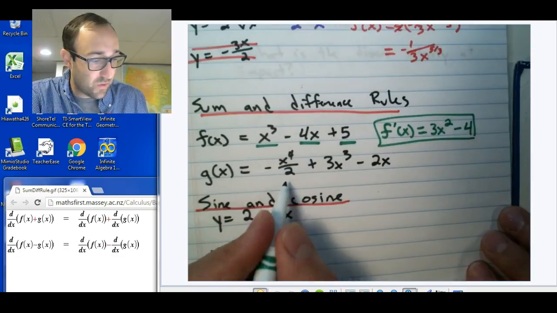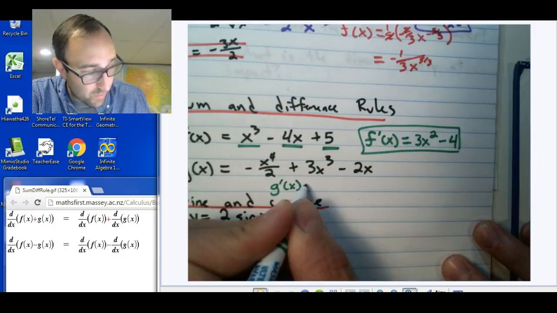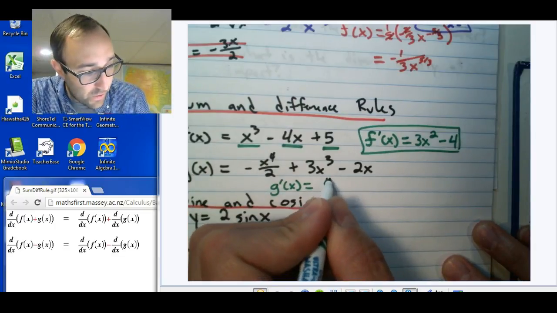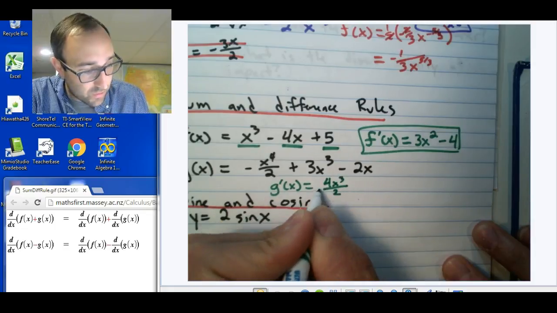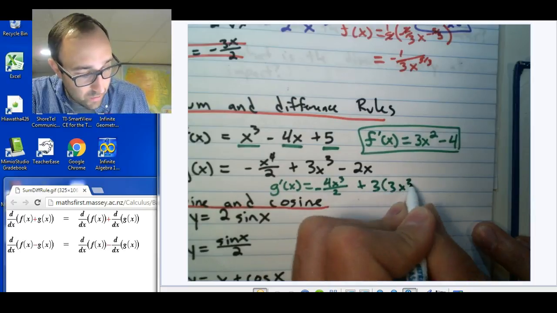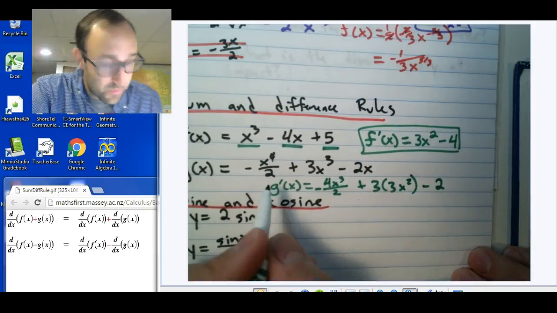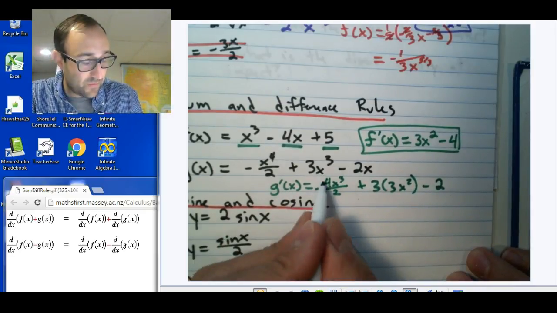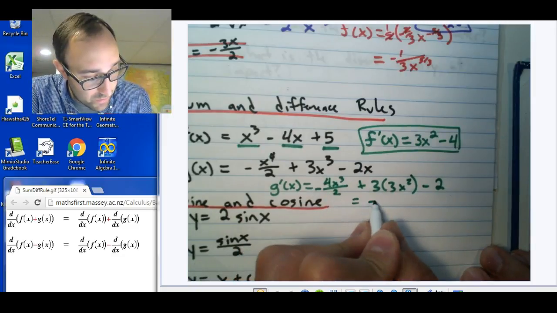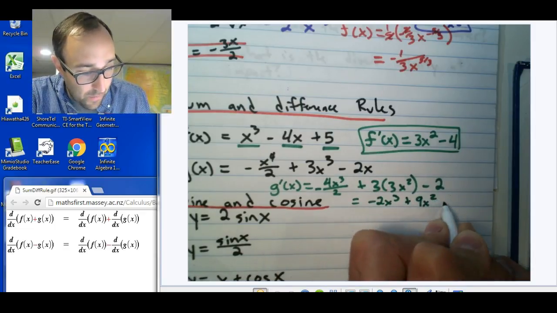Okay, so let's now try the next one. g of x equals this whole thing. So we can say that g prime of x is going to equal, that's a negative, so the 4 goes in front, so I'm going to have 4x to the third over 2, make sure it's negative, plus 3 times 3x squared minus 2. Right? So then all we have to do is clean this up just a little bit. 4 divided by 2 is going to be 2 with the negative in front, so it should equal negative 2x cubed plus 9x squared minus 2.